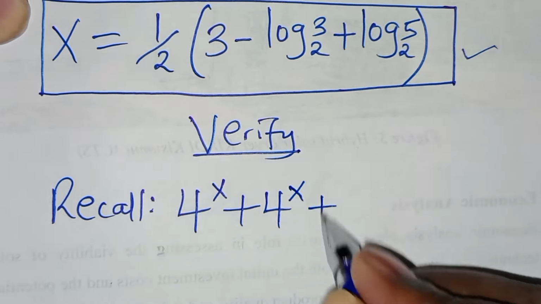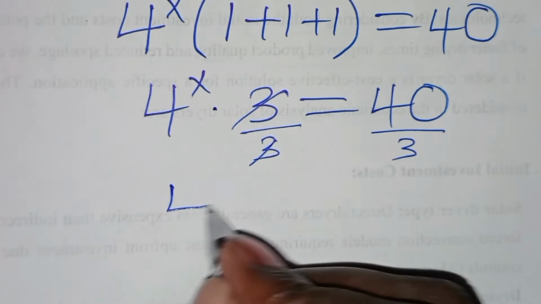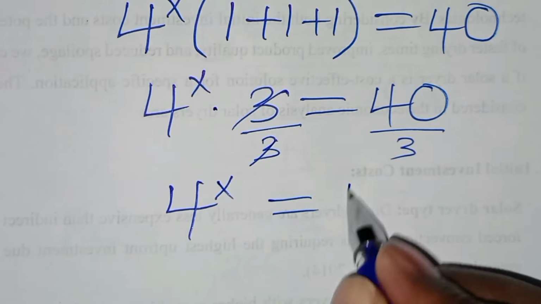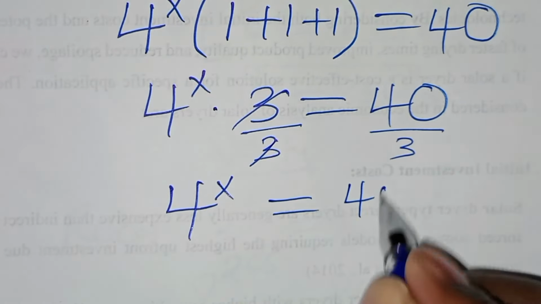And since 4 to power x is common here, we can factor out 4 to power x, which implies that here this is 1 plus 1 plus 1, which is equal to 40. So this is 4 to power x times 1 plus 1 plus 1, this is 3, and this is equal to 40. Let's divide both sides by 3, so that now we have that 4 to power x is equal to 40 over 3. Now, let's examine if this is correct.